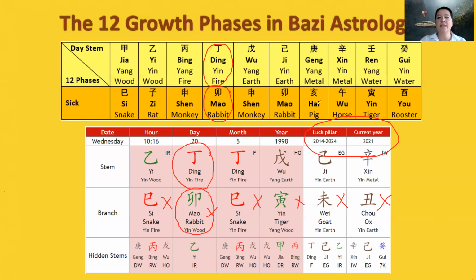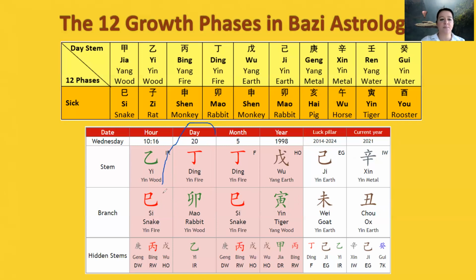Now, there's an additional layer of interpretation, and this involves the day pillar itself. So look at this part of your chart. This is only for those people who do have the sick phase in their natal chart. If you don't have the sick phase in the year, month, day, or hour, then this additional layer of reading does not apply to you. But if you do, then check what you have in the day pillar. So this person is born on a fire rabbit day.